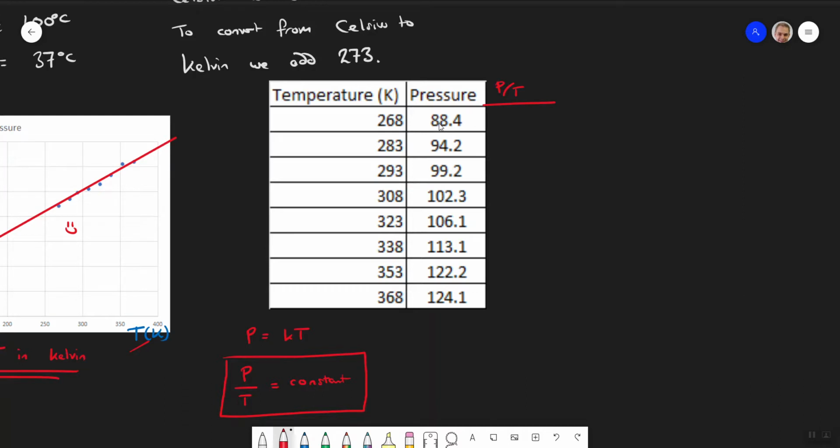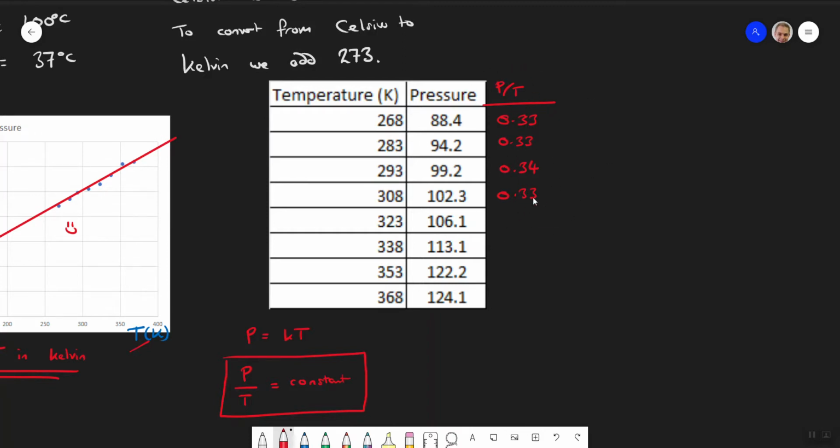So let's try this. 88.4 over 268, and we get 0.33. 94.2 over 283, we get 0.33. 99.2 over 293, and we get 0.34. Oh, slightly different. 102.3 divided by 308, and we get 0.33. Okay, and this is what will allow us next time to derive what we call the pressure law.